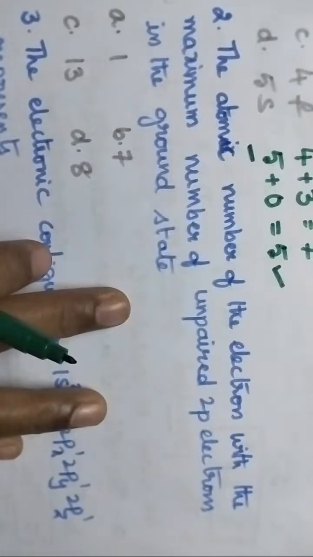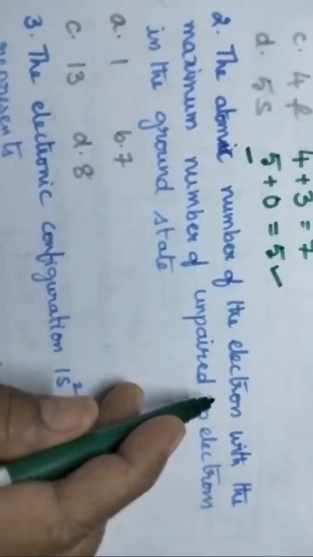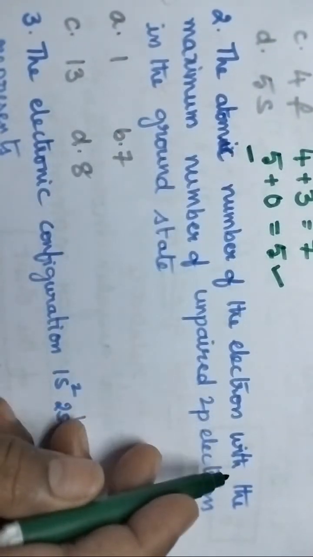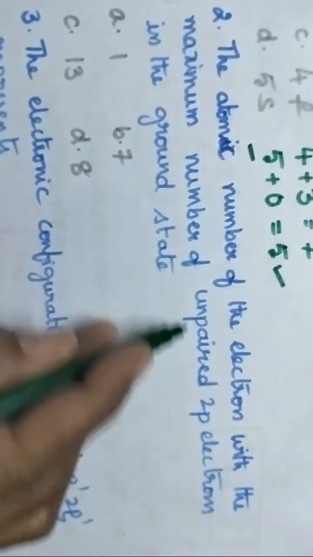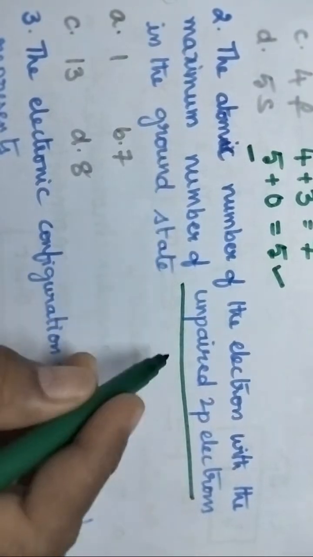Next, we will discuss the second question, that is the atomic number of the element with maximum number of unpaired 2p electrons in the ground state.